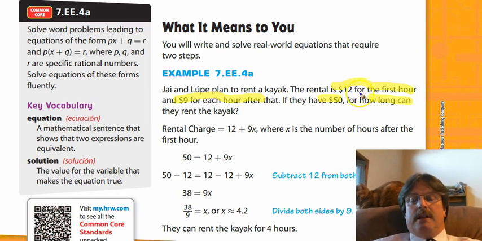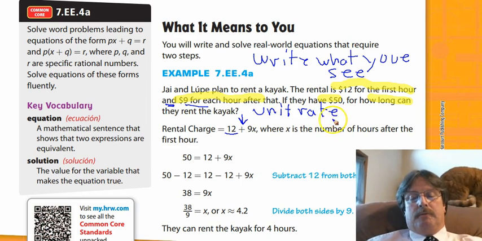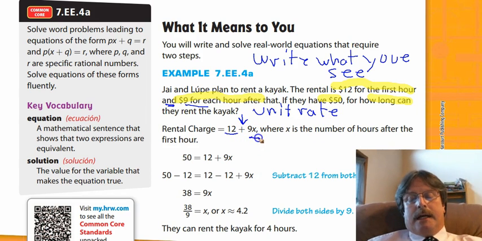So I've highlighted the information here in the example that they've given us. Rental is $12 for the first hour, $9 for each hour after that. They have $50. How long can they rent it for? So it's kind of what I call write what you see. Okay, so I have $12 for the first hour. So there's $12. And there's an addition. And then $9 for each hour. So that's a unit rate, going back to our previous modules. So we have 9 times however many hours that it is, okay?